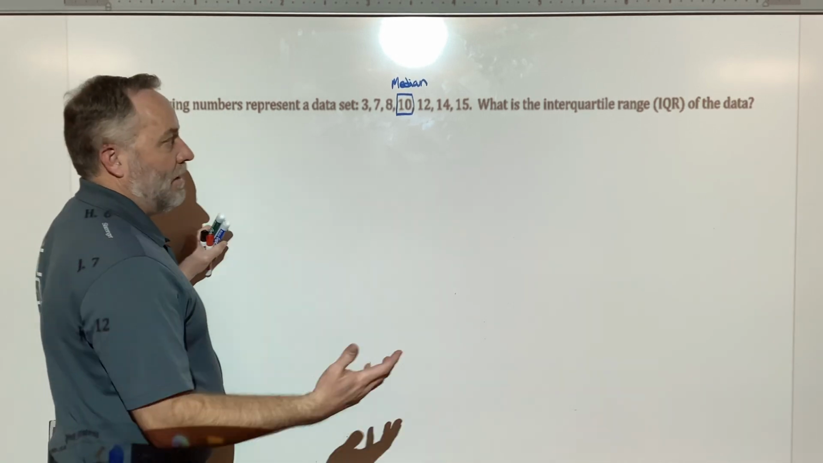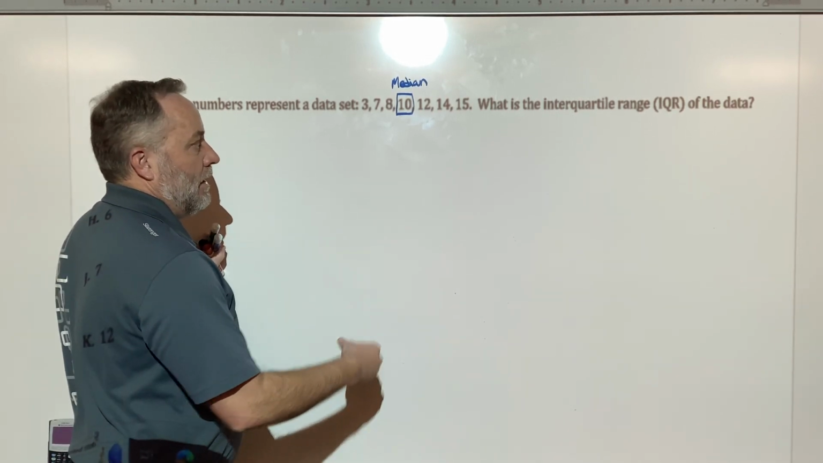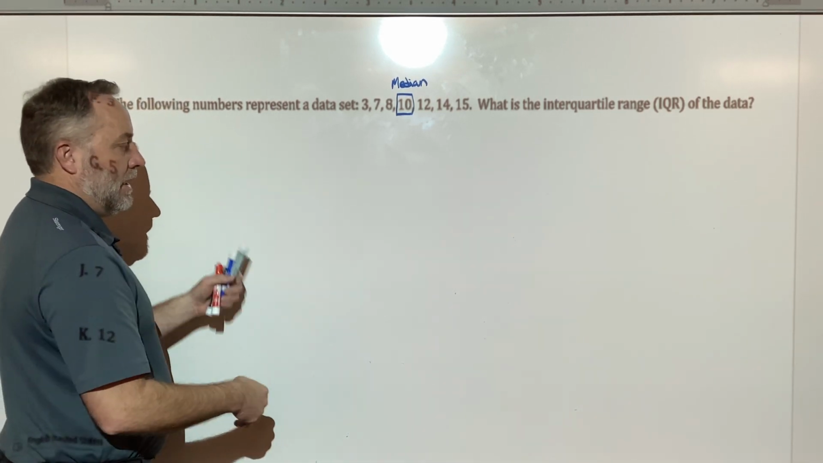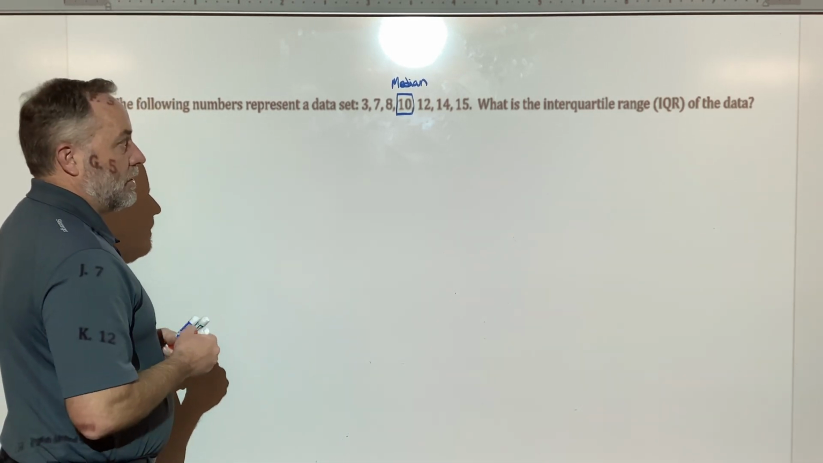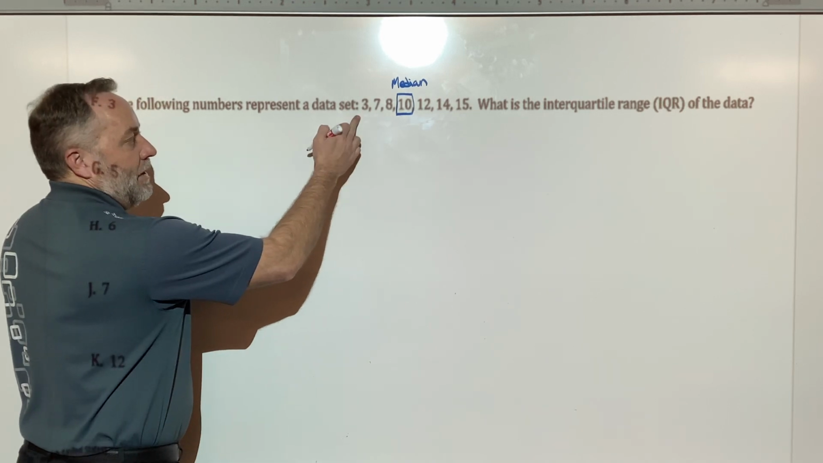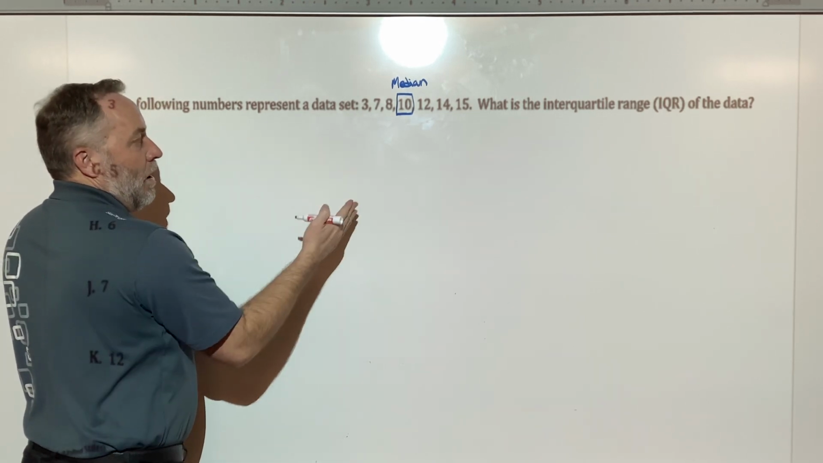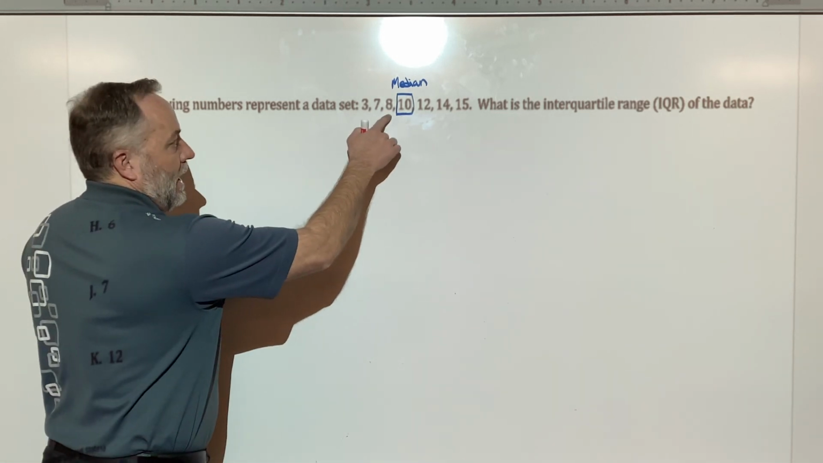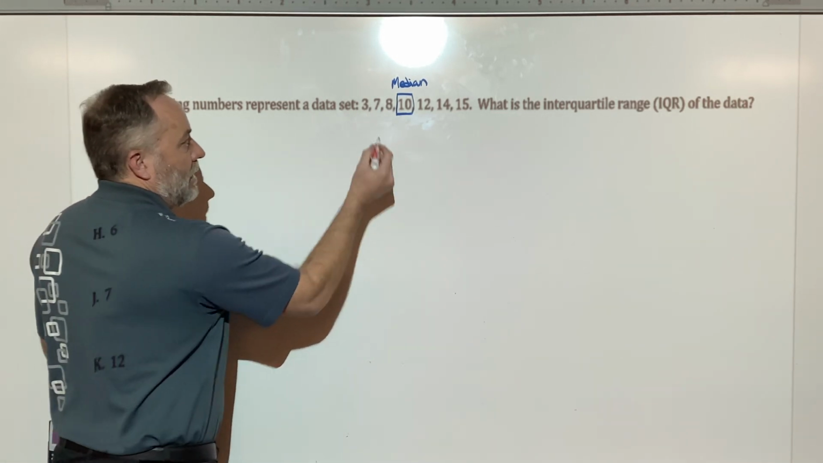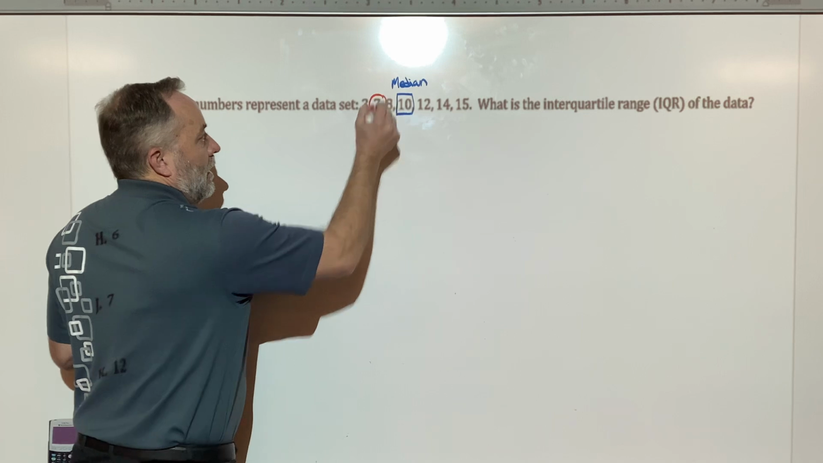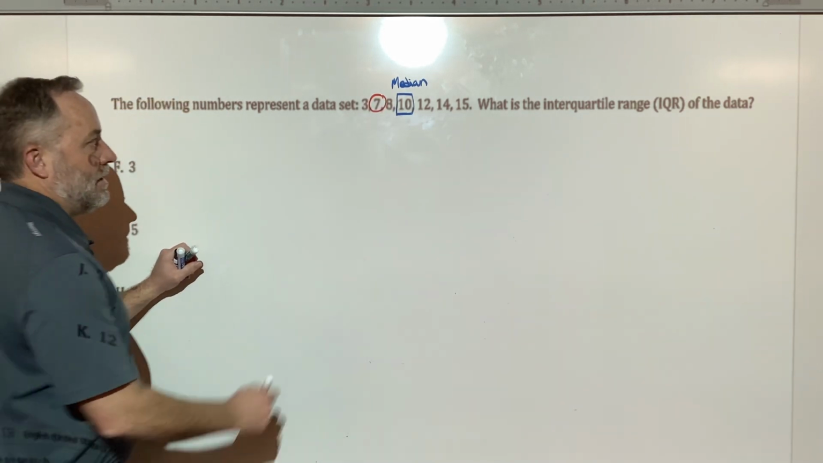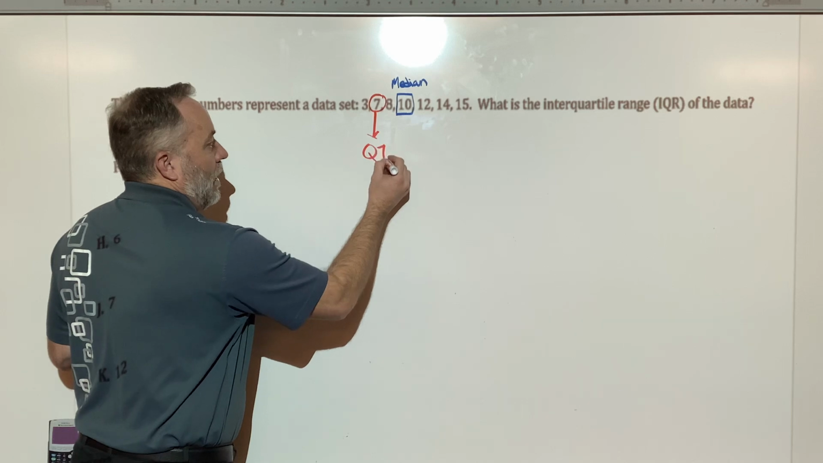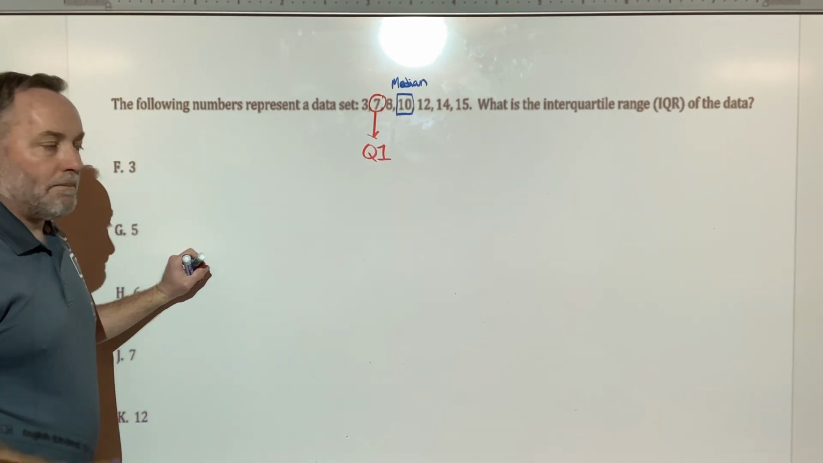All right, and then what we want to do to find the first quartile and the third quartile is, again, we're setting this data up to be split into quarters. So this is the bottom half of the data. What we want is the median of the bottom half. And if we look at the bottom half, there's only 3 numbers, and so the middle of the bottom half is 7. That is quartile 1, which we can represent as Q1.